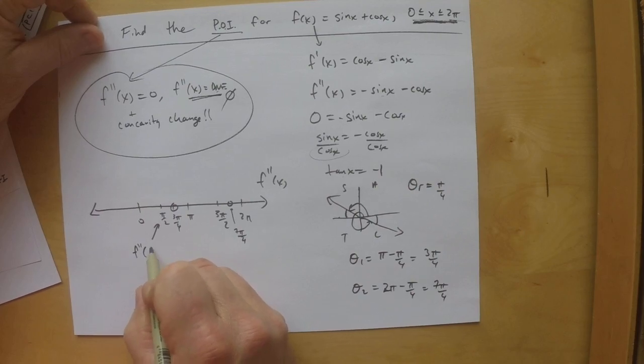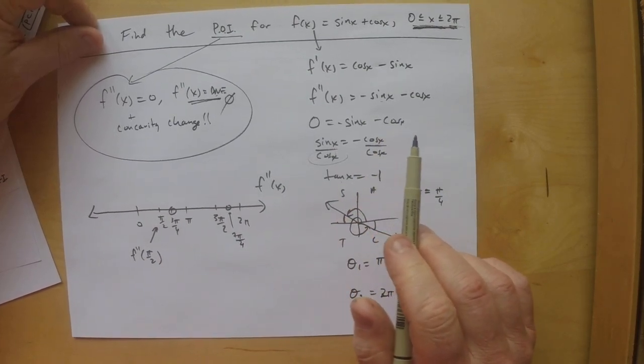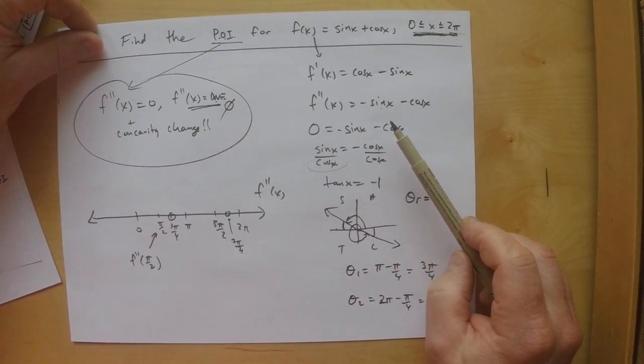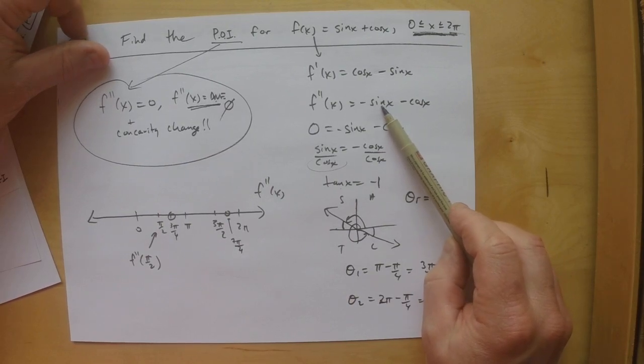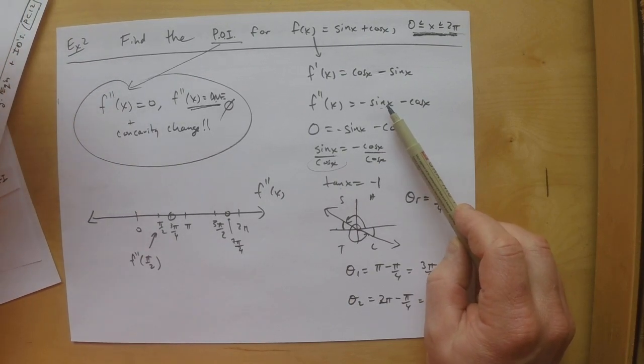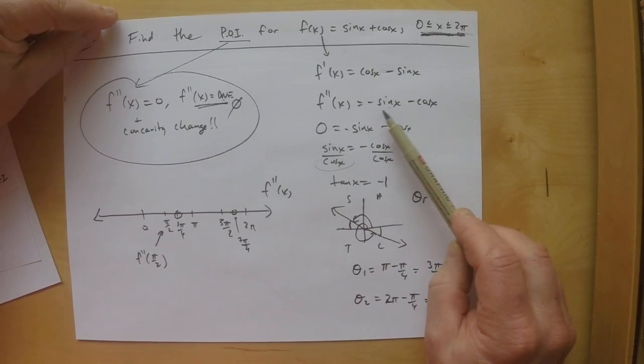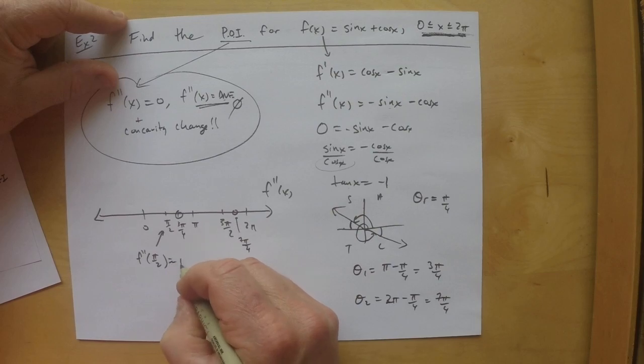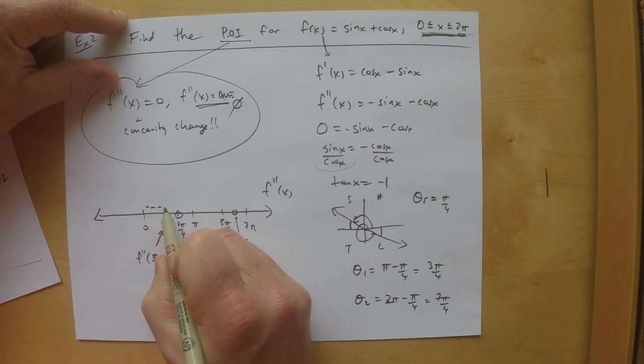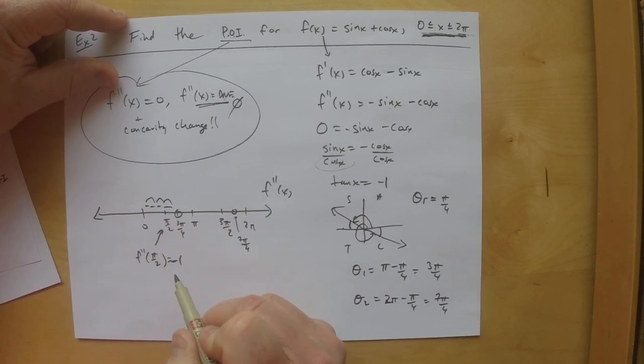So let's go to my second derivative and plug in pi over 2. Plug in numbers that are easily evaluated. So here it is. What is sine of 90? Sine of 90 is 1. So this will be negative 1. And what's cos of 90? Cos of 90 is 0. So this is going to give me negative 1. So I know this is negative here, so that means it's concave down.